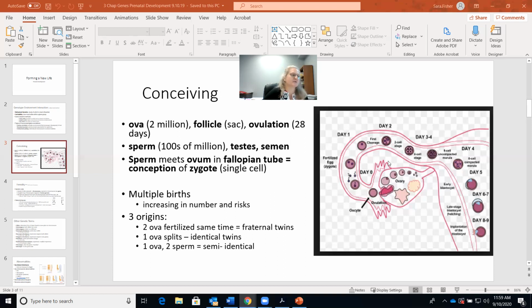And I'm trying to find a good image of the egg, which is hundreds of times larger than the sperm. And the egg moves slowly down the fallopian tubes.